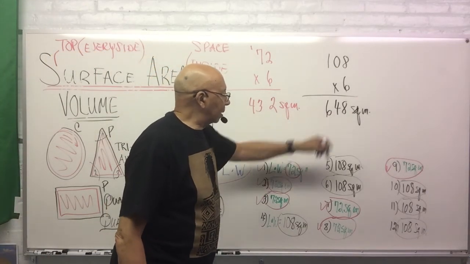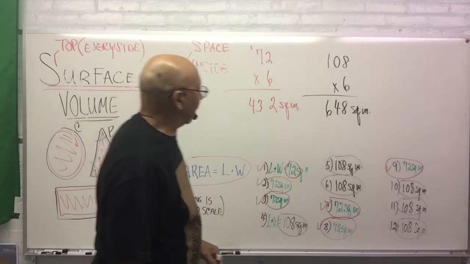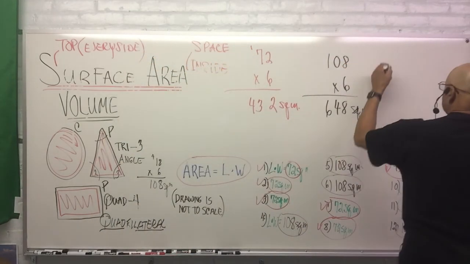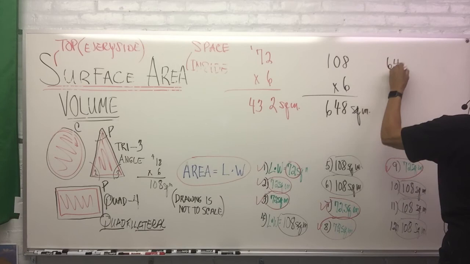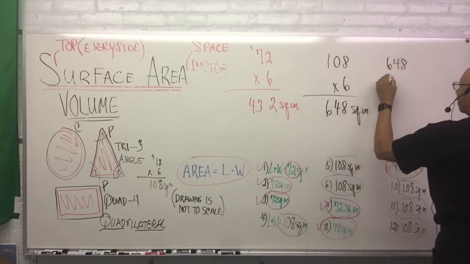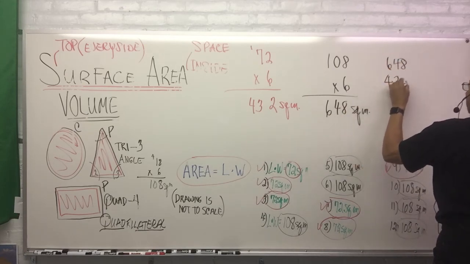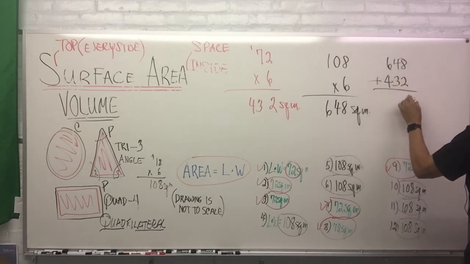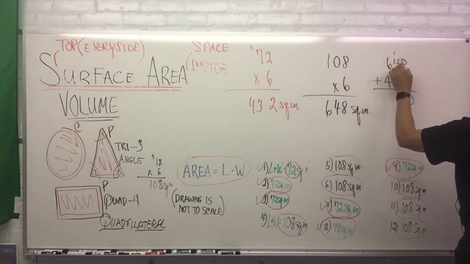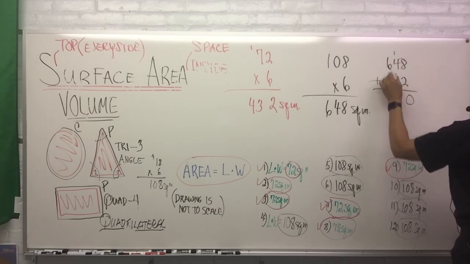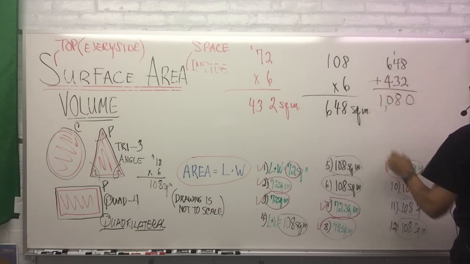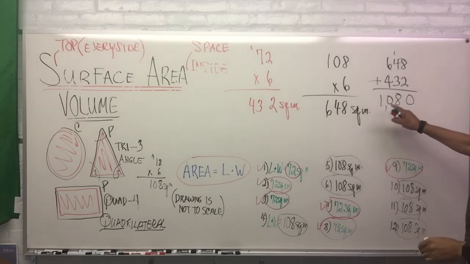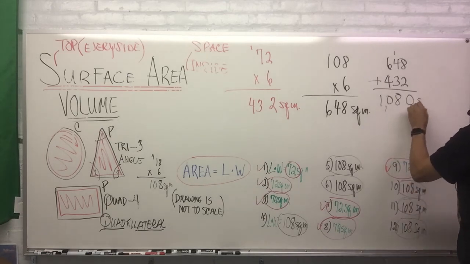So my total surface area is going to be 432 plus 648. So I just do that. So I have 648 plus 432. 2 and 8 is 10. Carry my 1. 5 and 3 is 8. 6 and 4 is 10. So the total surface area is 1,080 square inches.